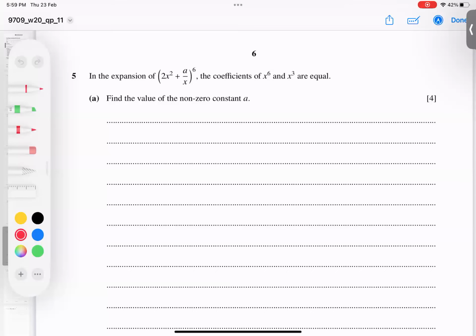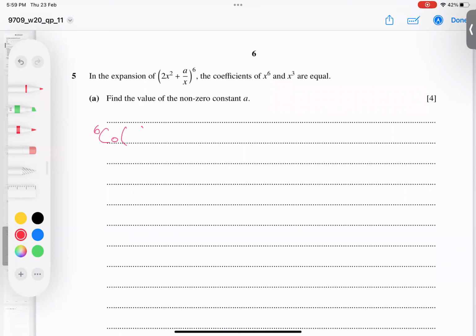First of all, this question is from October 2020, first variant. The question says that in this expansion, the coefficients of x to power 6 and x to power 3 are equal. So what is the technique? First of all, you need to know how to expand it.